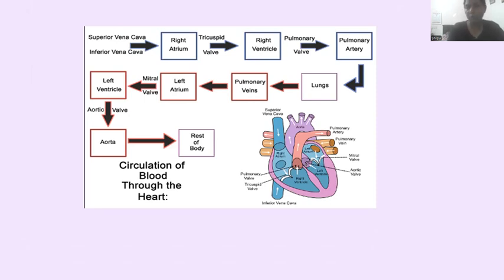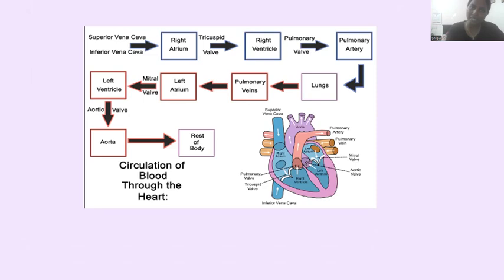About the valves: the right side AV valve has three flaps. That's why we call it what? Tricuspid valve. Three flaps, right side. It separates the right atrium and right ventricle. That's why you can see the tricuspid valve here. From the superior vena cava, blood enters the right atrium. From the right atrium, via the tricuspid valve, it reaches the right ventricle.